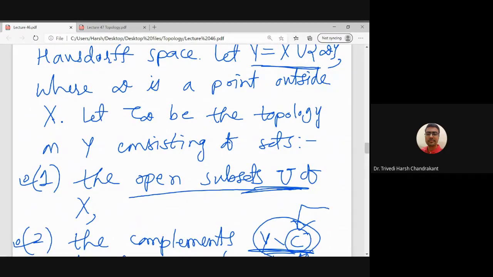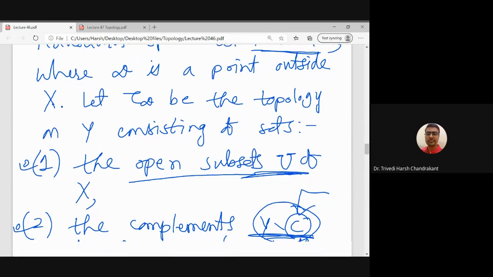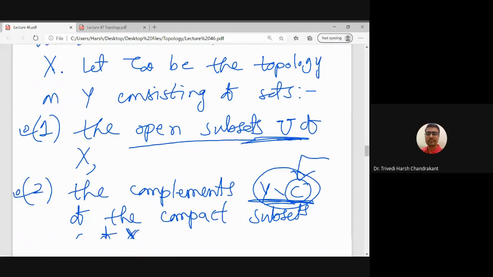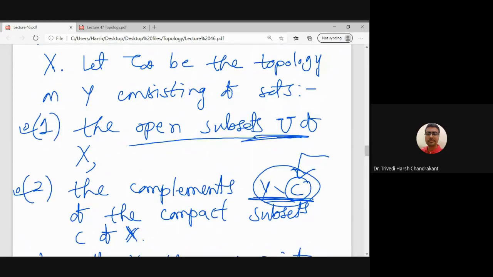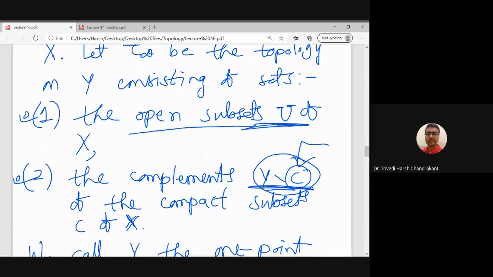That point infinity is not like infinity in the real line. So in the real line, infinity we take as the limit of the numbers 1 to n, right? But here it is not like that. This infinity is just any point which we are adding to this particular set X. So by adding this point, we will get another set which is capital Y.